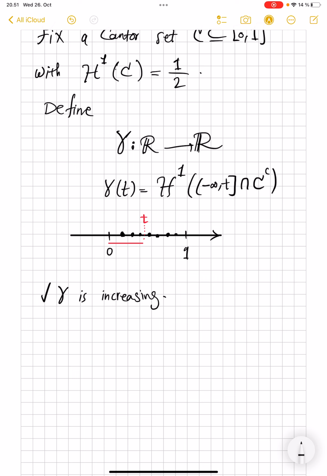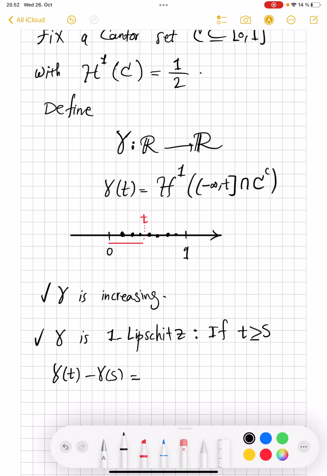Well, if t increases, you have a bigger set and measures never go down. And that's completely obvious. The other one is that gamma is 1 Lipschitz. And even if you don't know what 1 Lipschitz means, you can figure it out from the formula I'm going to write. So gamma of t minus gamma of s, which is a positive number, of course, if t is bigger than s. Okay, very cool.